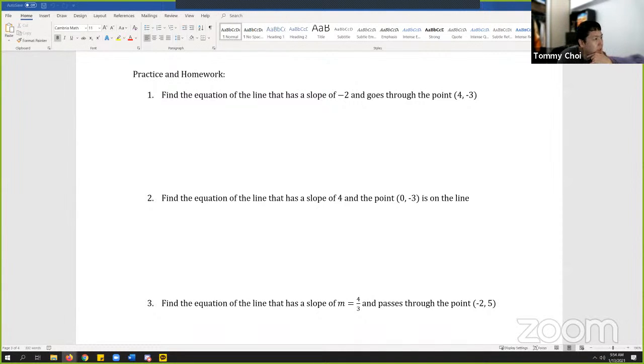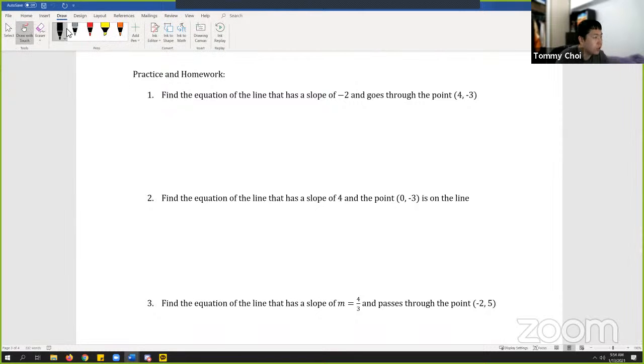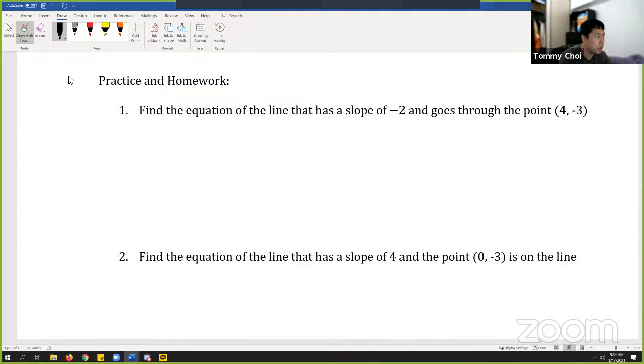For our first question, find the equation of the line that has a slope of -2 and goes through the point (4, -3). So the slope is -2. Let's zoom in a little more and work with more space. So the slope is -2, right? So step one, we're going to sub it into y equals mx plus b. So far we have y equals -2x plus b. Step two was to sub in (4, -3).